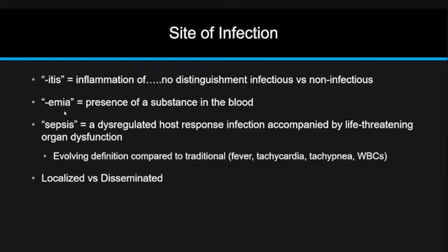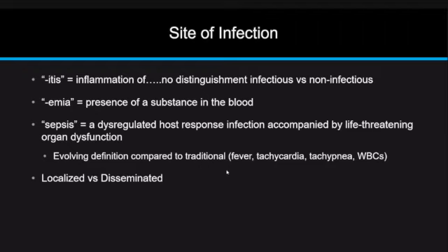So emia means that it's in the blood, whatever it is. So if you have bacteremia, it's bacteria in the blood. If you have viremia, it's viruses in the blood. And sepsis is, and we'll go more into sepsis and SIRS next week, but sepsis is essentially a very dysregulated response to infection, and that leads to multi-organ dysfunction that can be potentially life-threatening. Right? And this is right now an ever-evolving definition compared to what the traditional is.